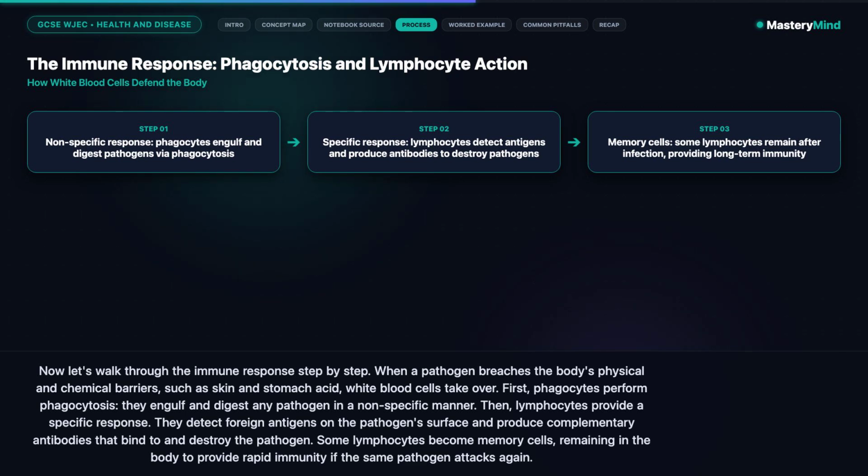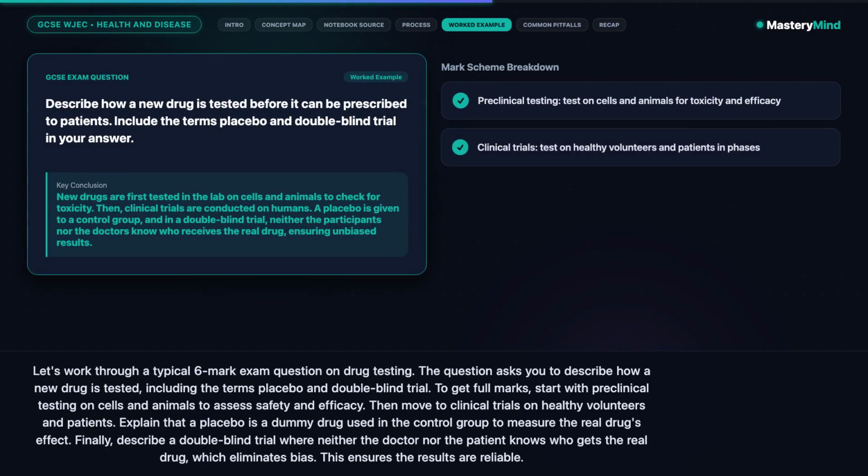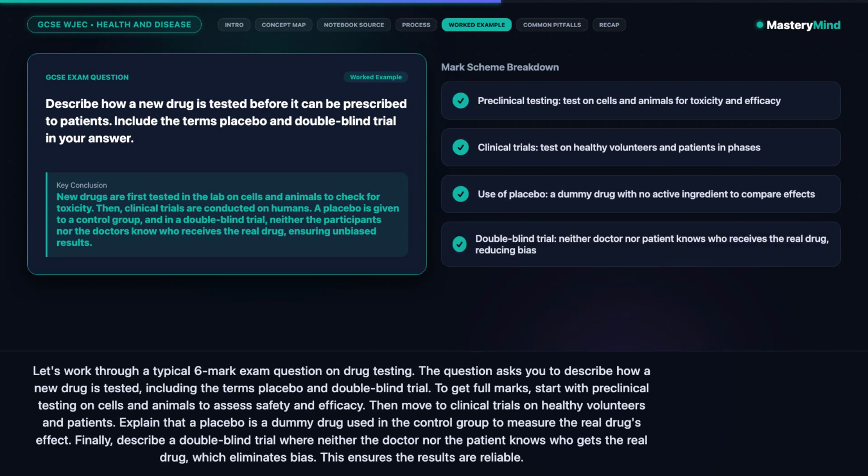Let's work through a typical 6-mark exam question on drug testing. The question asks you to describe how a new drug is tested, including the terms placebo and double-blind trial. To get full marks, start with preclinical testing on cells and animals to assess safety and efficacy. Then move to clinical trials on healthy volunteers and patients. Explain that a placebo is a dummy drug used in the control group to measure the real drug's effect. Finally, describe a double-blind trial where neither the doctor nor the patient knows who gets the real drug, which eliminates bias. This ensures the results are reliable.